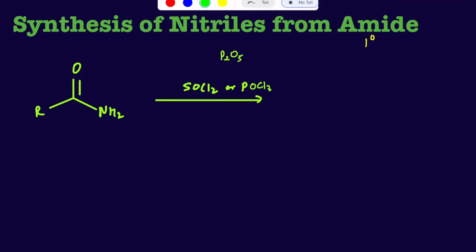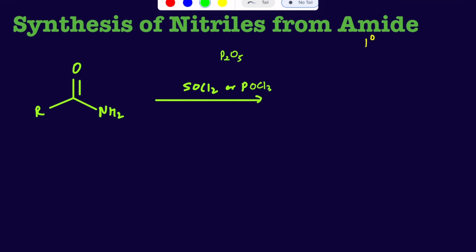In this video, I'll talk about the synthesis of nitrile from a primary amide. If the amide is not substituted, which means it's a primary amide, I can go ahead and convert it to a nitrile group using a dehydrating agent such as P2O5, SOCl2, or POCl3. Any one of those would work.